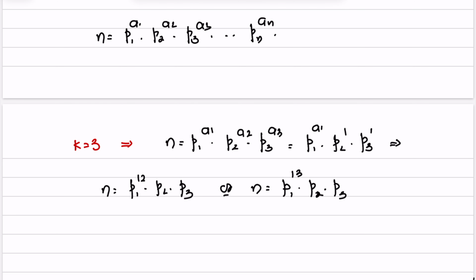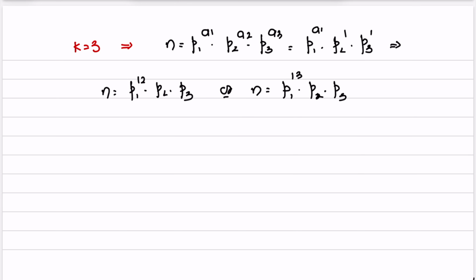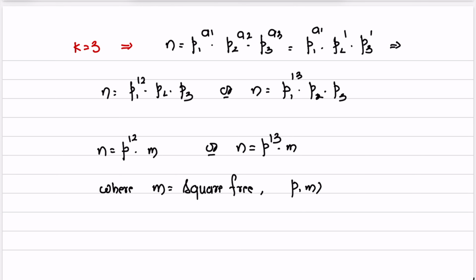K is equal to any value, then on similar terms we get n is equal to p to the power of 12 into some m, or n is equal to p to the power of 13 into m, where m is square free, such that the GCD of p and m is equal to 1.